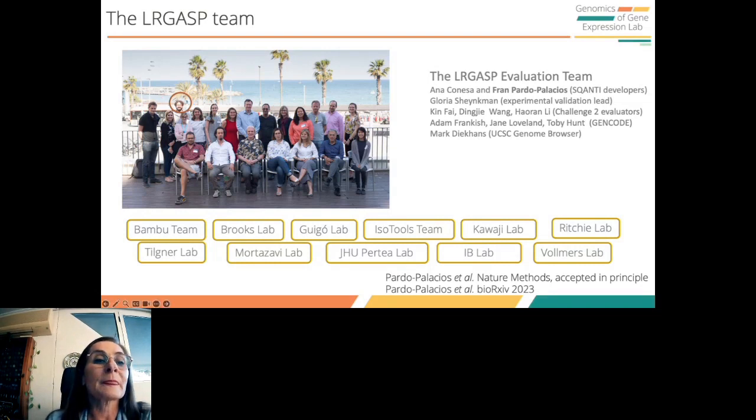And so these are the names of the labs who participated in the challenge, and that's finally made the benchmarking possible. So this is the acknowledgement of this work.